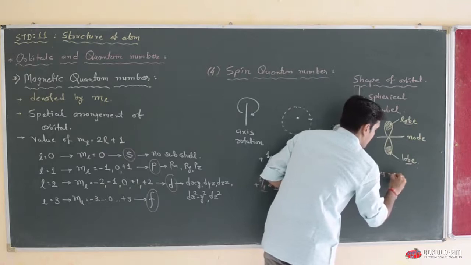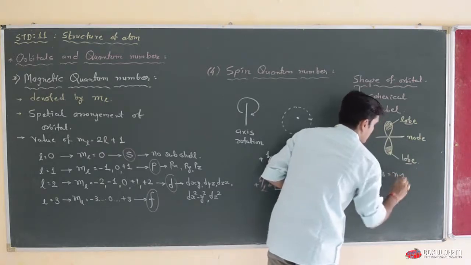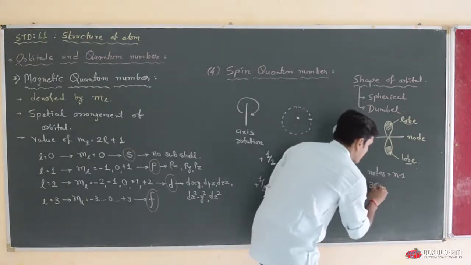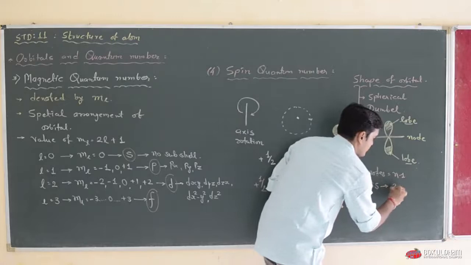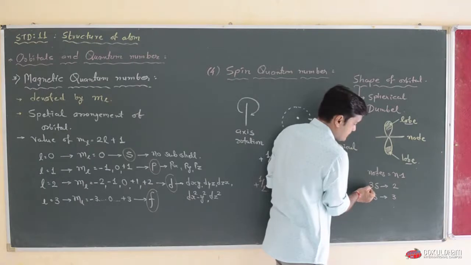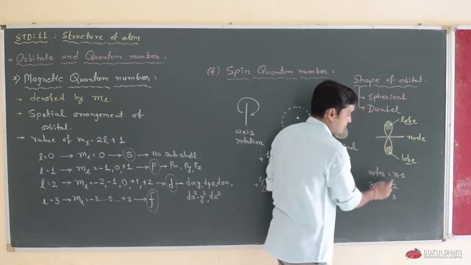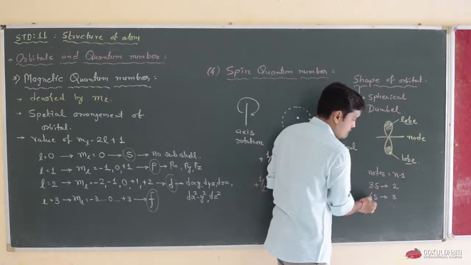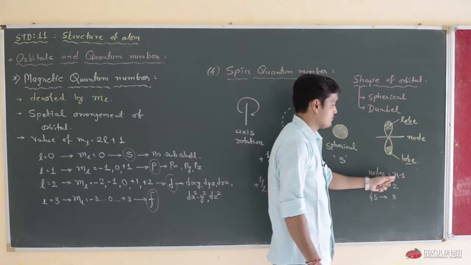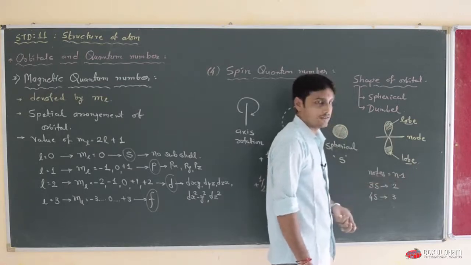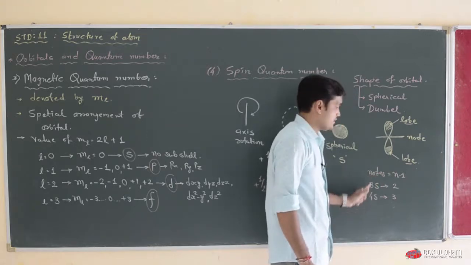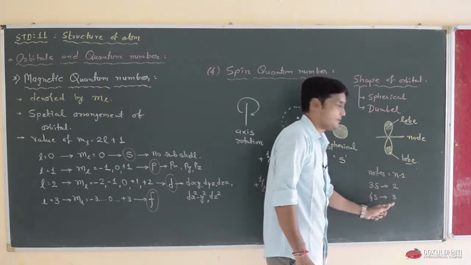These nodes can be calculated by the n minus 1 equation. If you have 3s orbital, then the number of nodes is 2. When 4s orbital, number of nodes is 3. Because this is n minus 1, so 3 minus 1 is 2, 4 minus 1 is 3. So we can calculate the number of nodes by this equation n minus 1. When your principal quantum number is increased, always the number of nodes increases.